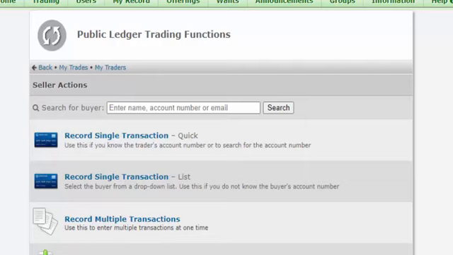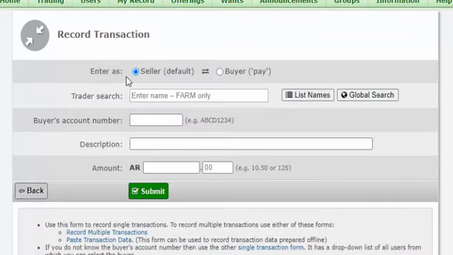And part of how we stay honest with each other is by allowing the members to take a look at our activity. If you just want to record a single transaction, this is the quick one. And this is if you know the trader's account number or to search for it. You click on that. Up here you see we're entering as a seller. Now here's where you could search. You could enter the name of the person that you have sold something to, or you could click here to see a list of names if you're not sure, and there'll be a drop-down list.